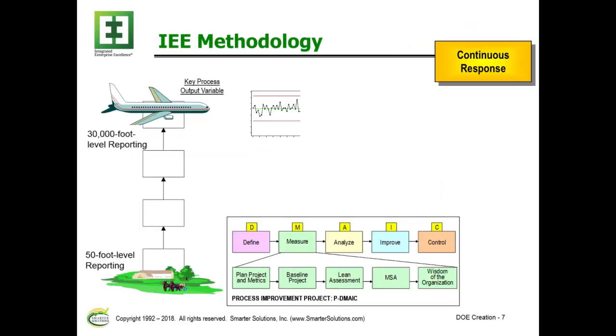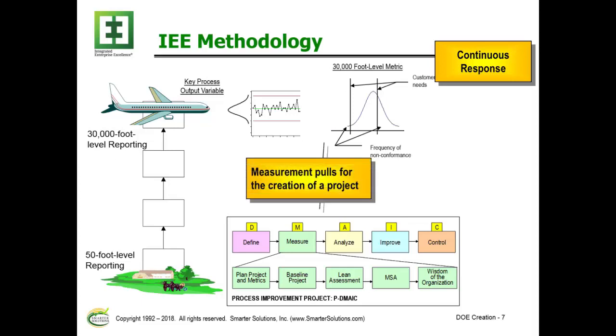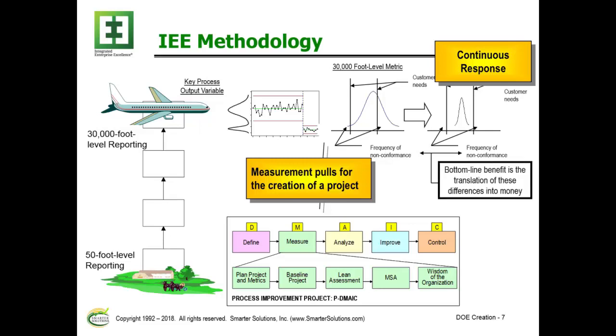Just to reiterate, at a high level, the 30,000 foot level view is what we have. We'll look at how we're performing. We're saying it's not as well as we like. It pulls for project creation. We found some factors in the DOE that could improve our process. We implemented those. Our process changed and enhanced its level of performance. And now we've got the benefits of the execution of this project.